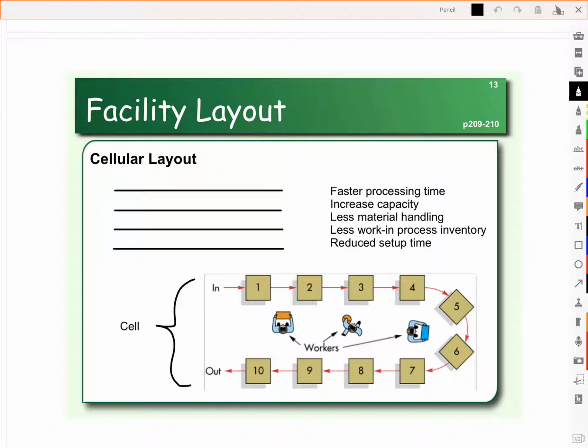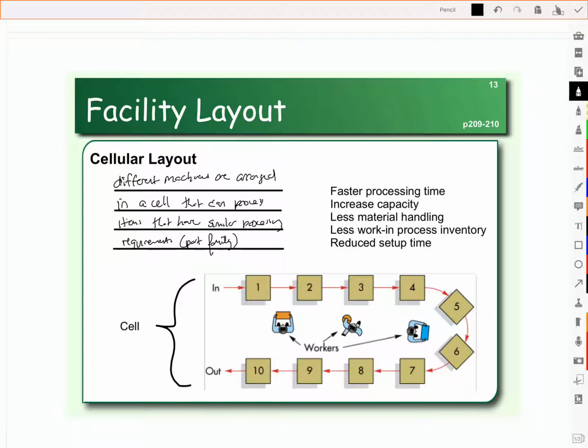In a cellular layout, we have different machines that are arranged in a cell that can process items that have similar processing requirements. So we say that these are part of a part family.